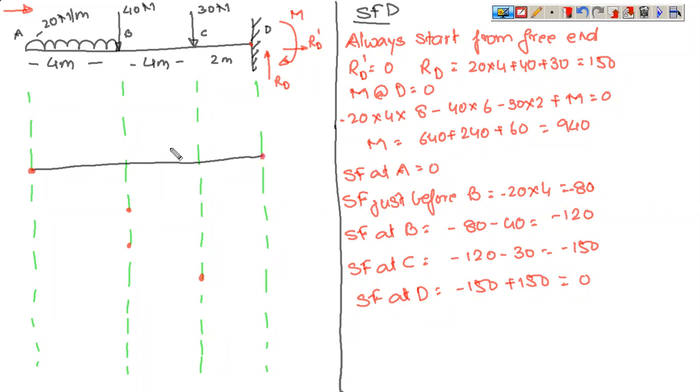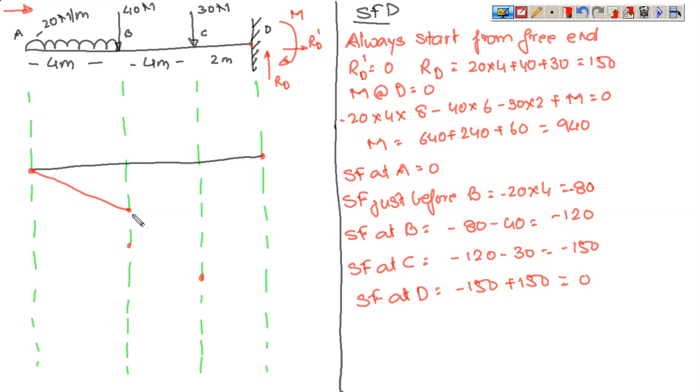So now come to the variation from A to B. The variation from A to B will be, it is a uniformly distributed load from A to just before B. It is a uniformly distributed load. So for a uniformly distributed load, what do you have in the shear force diagram? A straight line.